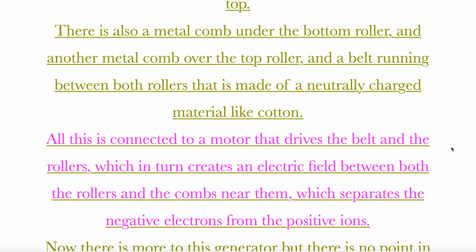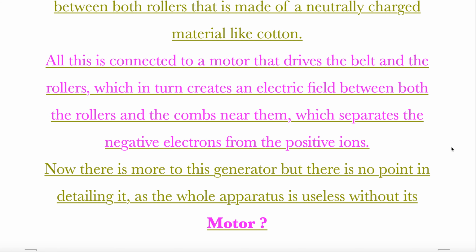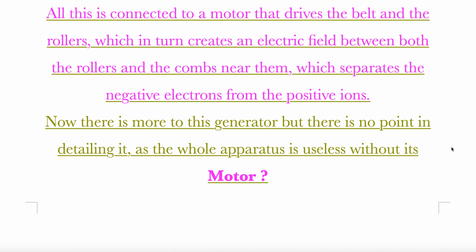All this is connected to a motor that drives the belt and the rollers, which in turn creates an electric field between both the rollers and the combs near them, which separates the negative electrons from the positive ions. Now, there is more to this generator, but there is no point in detailing it, as the whole apparatus is useless without its motor. Okay, motor being the operative word here.